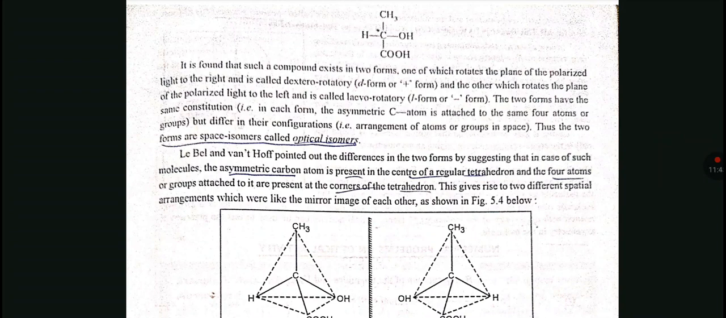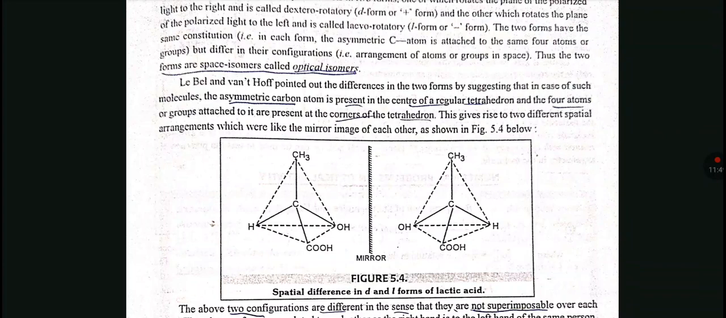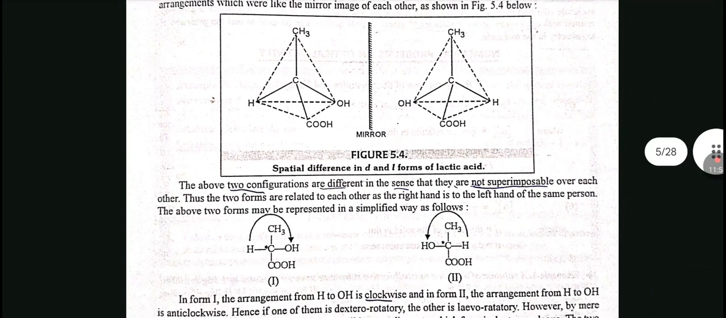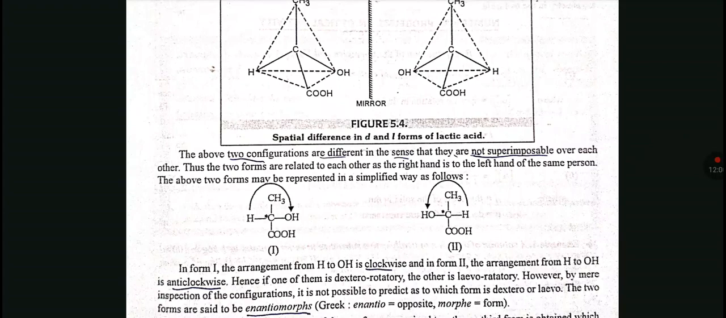This gives rise to two different spatial arrangements which are like the mirror image of each other, as shown in figure 5.4 below. Spatial difference in D and L form of lactic acid. The above two configurations are different in the sense that they are not superimposable over each other. Thus the two forms are related to each other as the right hand is to the left hand of the same person. The above two forms may be represented in a simplified way as follows.